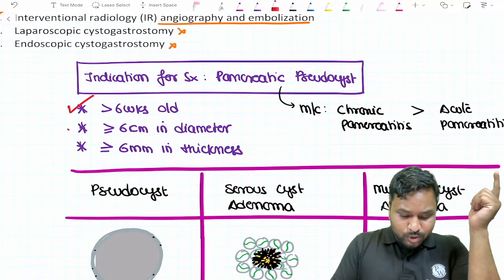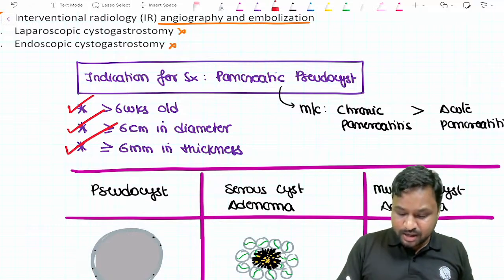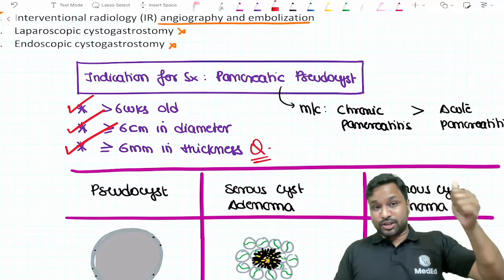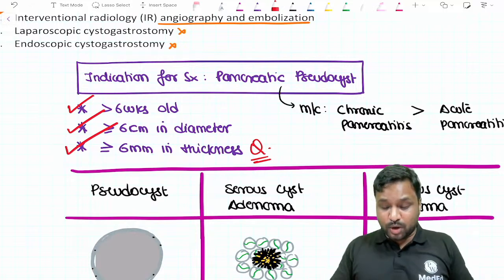More than 6 weeks old, more than 6 centimeters in diameter, more than 6 millimeters in thickness. Out of these three, what is the most important criteria? The most important criteria for surgery in pseudocyst of pancreas is that it should be more than 6 millimeters in thickness. The thickness is what matters.